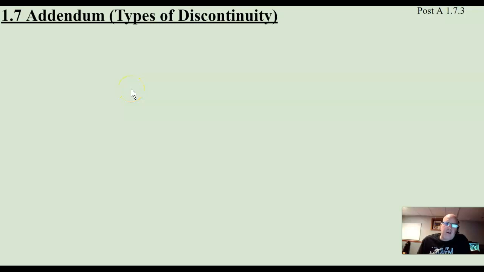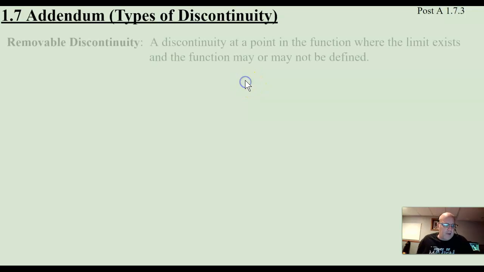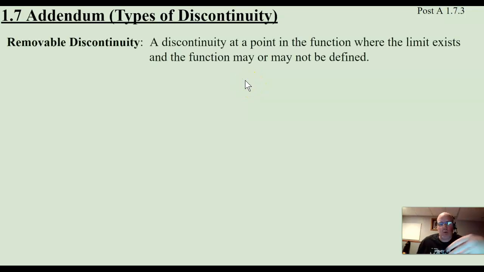So we have seen a variety of graphs that have discontinuities to them, where there is a point, and at some point the graph is discontinuous. So we're going to categorize these discontinuities and put some vocabulary words to them so that we know how to describe them. So the first is what we call a removable discontinuity.